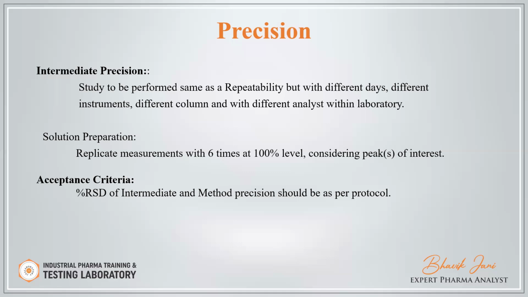And for sample preparation, replicate measurement with 6 times at 100% level, considering the peak of interest. Then acceptance criteria: the percentage RSD of intermediate precision and method precision should be as per the protocol. You have to calculate the combined percentage RSD of the intermediate and the method precision.